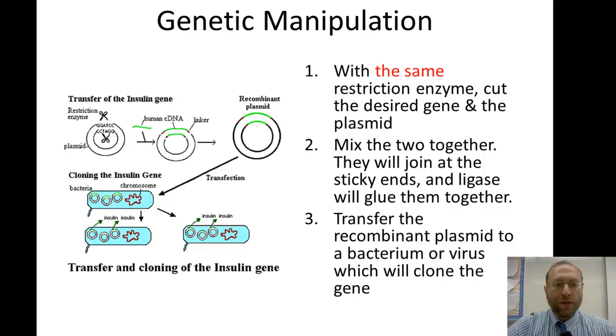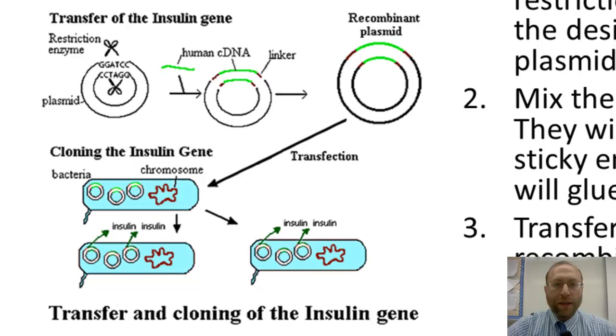Now what happens is, first, the desired gene and the plasmid are cut with the same restriction enzyme. It has to be the same restriction enzyme, or else when the two are mixed together, they won't be able to join together. If they're cut with the same restriction enzyme, then they will be able to join together. And you'll end up with a recombinant plasmid once the enzyme called ligase glues them together. It's called a recombinant plasmid because the plasmid's been recombined with foreign DNA.